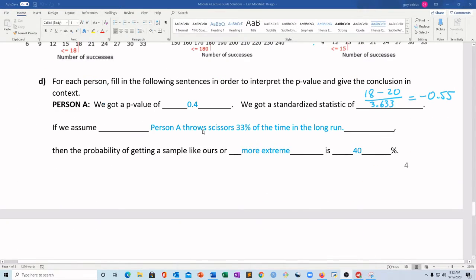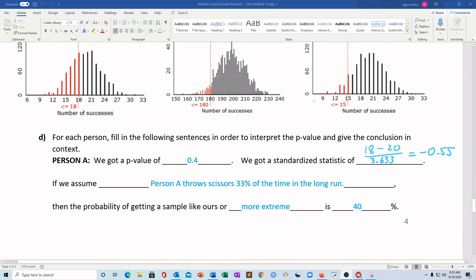If we assume the null hypothesis, that they're really throwing scissors 33% of the time, then the probability of getting a sample like ours or more extreme, remember to us that meant go left here, is 40%, because that's the definition of the p-value. It's the probability of getting our statistic or more extreme, assuming that the null is true. And how did we put that into our process? That's how we created the picture.